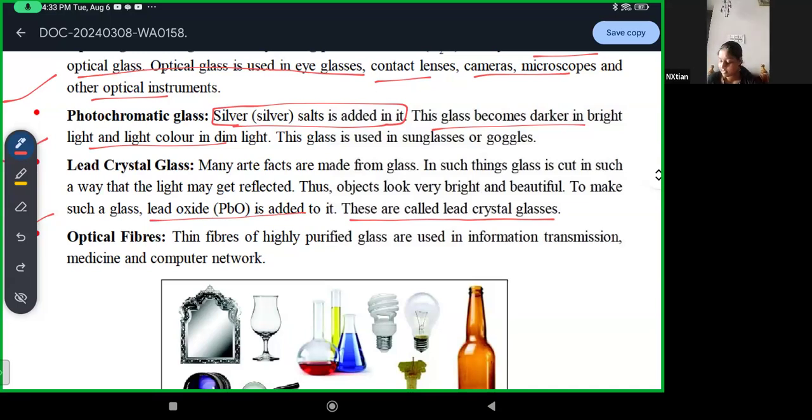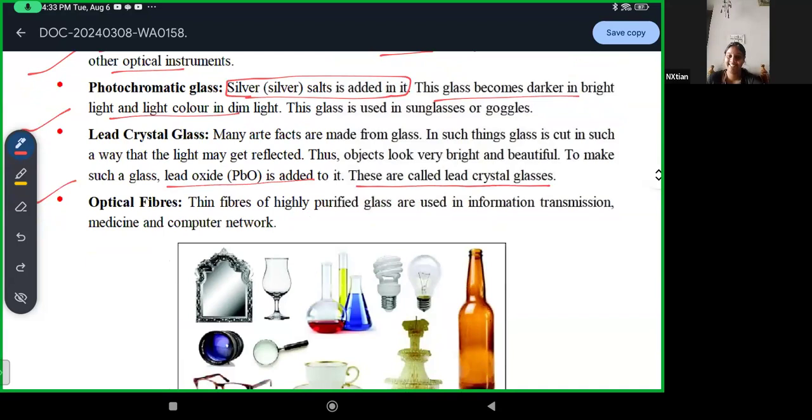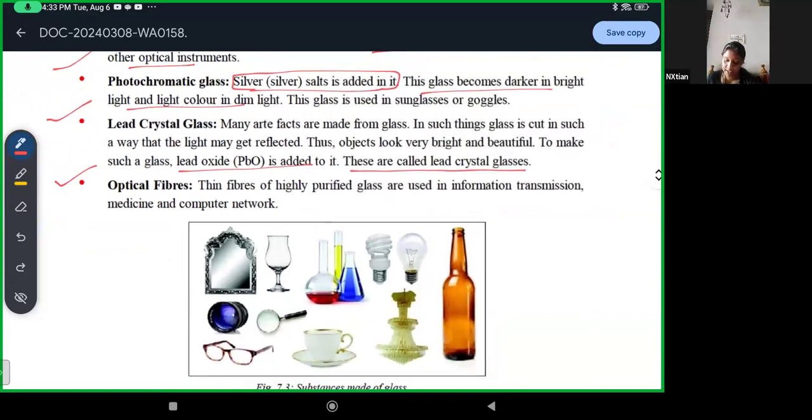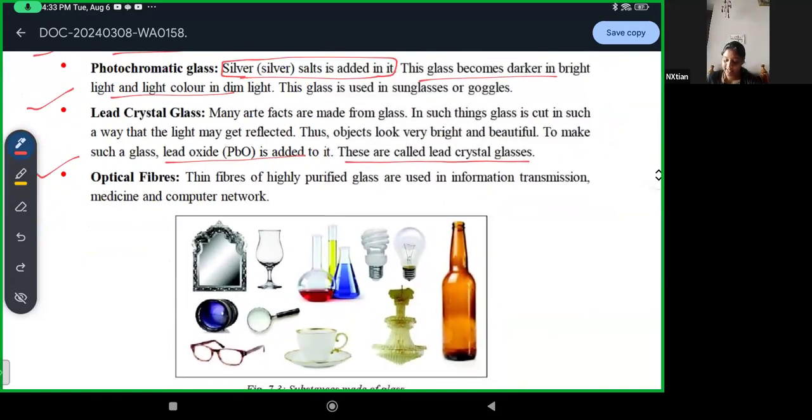Ma'am, the spelling of artifact is wrong. Sorry, the artifact spelling is wrong. Yes, yes, artifact spelling is wrong. Artifacts. Yes.